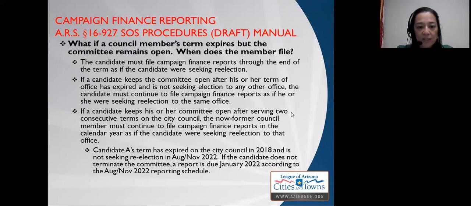Okay, so we have another question. What if there is a recall in November, but all the candidates were elected outright in August? Do they have to file the pre-election report? If all of your candidates have already been elected at the August election, and you're not having a runoff or any candidates in a runoff, then no, they would not have to file a pre-election report for November. They would just have to file that final quarter report, which would cover October 1 through December 31st.